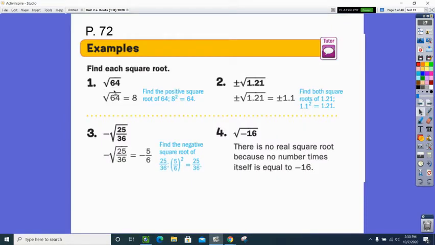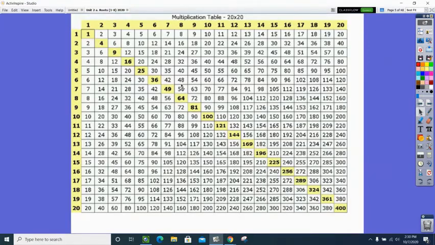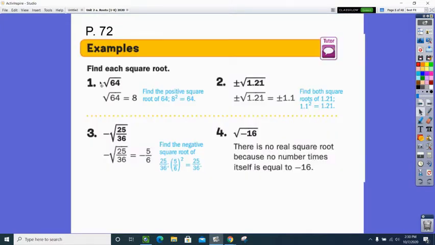So here's an example. The square root of 64. So you could look back over at your multiplication chart. Here's 64. Come up. Do you see 8? So it would be 8 or negative 8. Now your book will use a convention that if they don't put anything in front, they want just the positive. If they put a negative in front, they want just the negative root. And if they put the plus or minus, they want both. So that's going to be the convention.